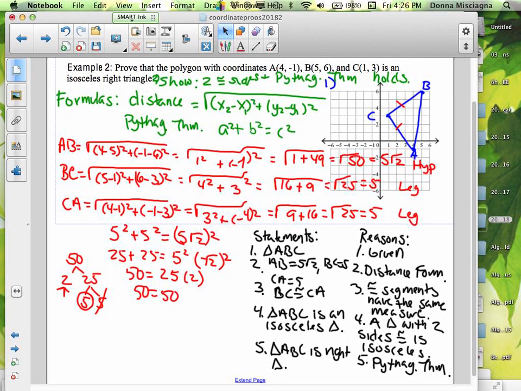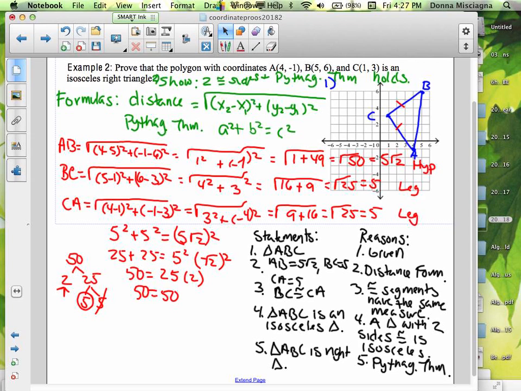All right, so BC is the difference in the x-coordinates, 5 minus 1 squared, plus the difference in the y-coordinates, 6 minus 3 squared, which gives us 4 squared plus 3 squared. And that would be square root is 16 plus 9, which is the square root of 25, which is 5. All right, so now last side, CA is equal to 4 minus 1 squared plus negative 1 minus 3 squared, those difference in those x-coordinates plus the difference in the y-coordinates. 4 minus 1 is 3, so that's 3 squared plus a negative 4 squared, which is 9 plus 16, which is the square root of 25, which is 5.